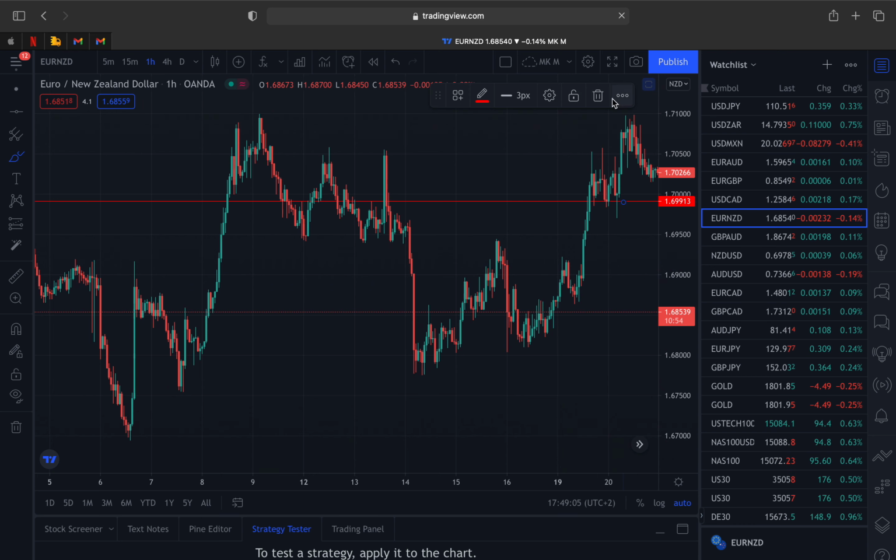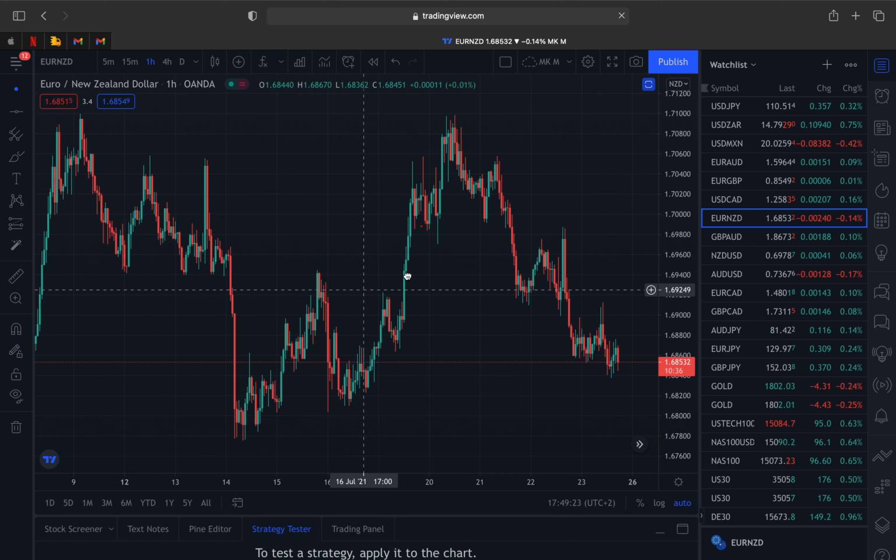So let me just delete that. Let's look for that head and shoulders. There we go. As you can see here also, we have an uptrend. So you have a high, you have a higher high, you have a low, you have a higher low, as you can see here.